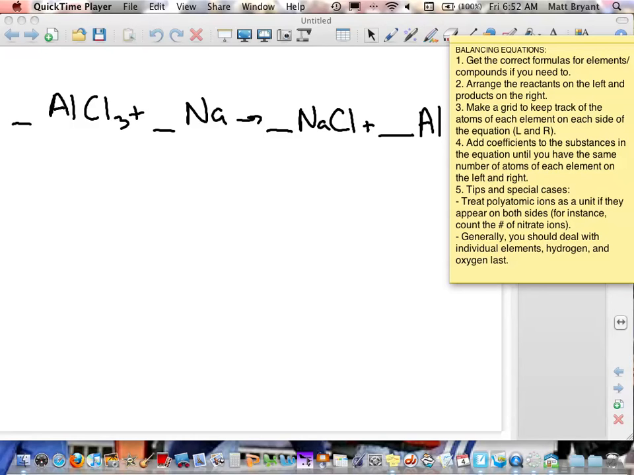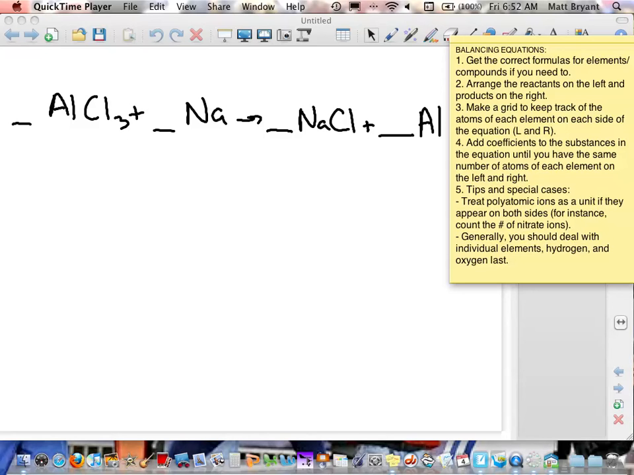Up on the right side of the screen, you see the four steps and one set of tips that I gave you on balancing equations. The first step is always to get the correct formulas for elements or compounds if you need to. In this case, we have those formulas, so we can skip that step, and sometimes we won't need to get those formulas. Number 2 is to arrange the reactants on the left and the products on the right. That should be review from just about every science class you've ever taken, so I don't need to hit that one too hard.